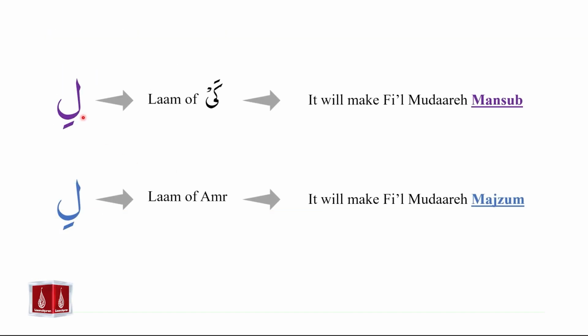Please note that laam of Kai looks identical to laam of Amr. Both are laam with the zair under it. This is laam of Kai, this is laam of Amr. We make the distinction based on the fact that laam of Kai will make fi'il mudari mansoob and laam of Amr will make fi'il mudari majzoom. So based on the nature of fi'il mudari, whether it is mansoob or majzoom, we will be able to tell if the particular laam that is being used before it is laam of Amr or laam of Kai.